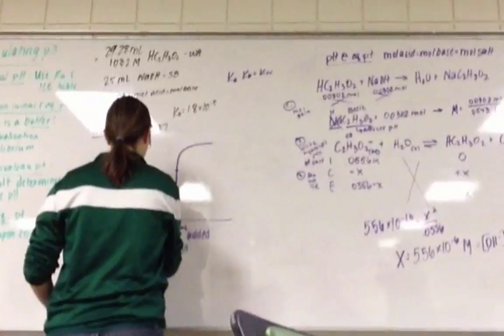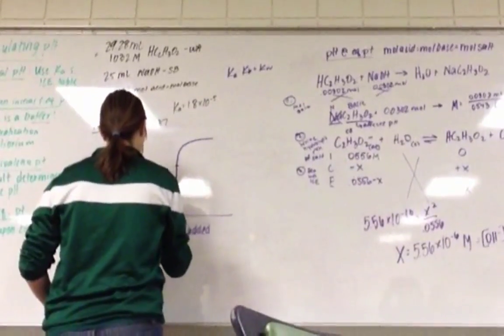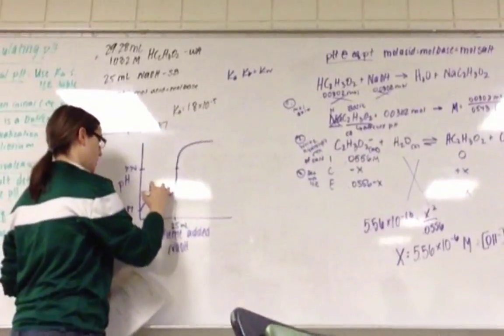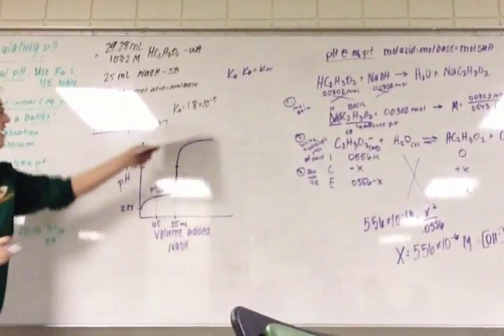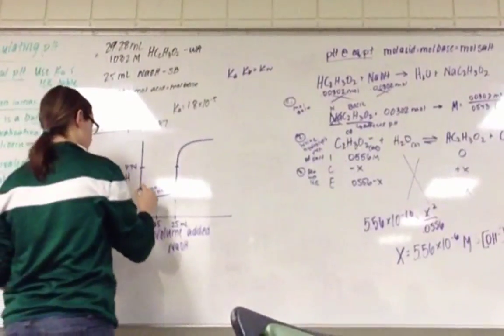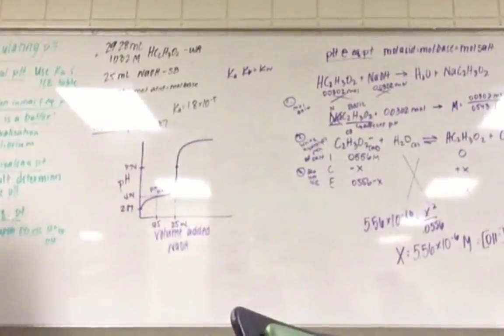How do we figure out the pH at the half equivalence point? pH equals pKa of the weak acid. So if the Ka of the weak acid is 1.8 times 10 to the negative fifth, take the negative log of that, you get 4.74.